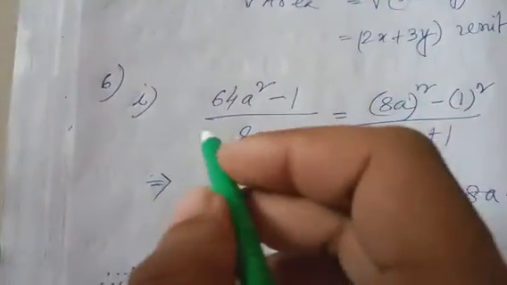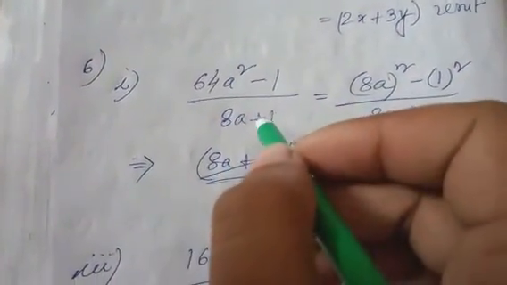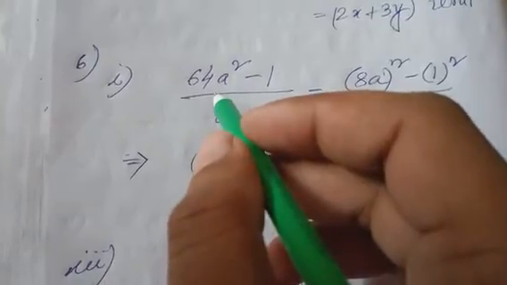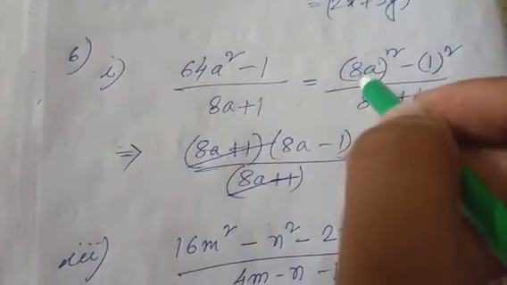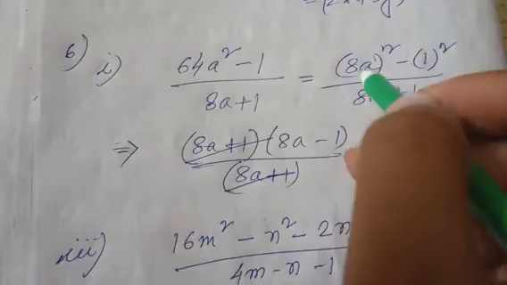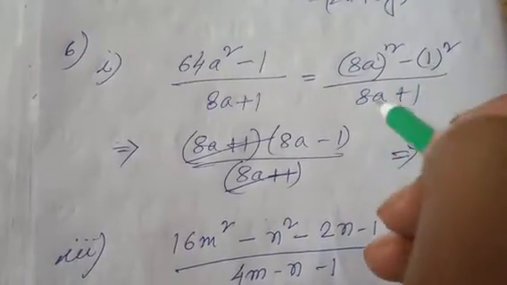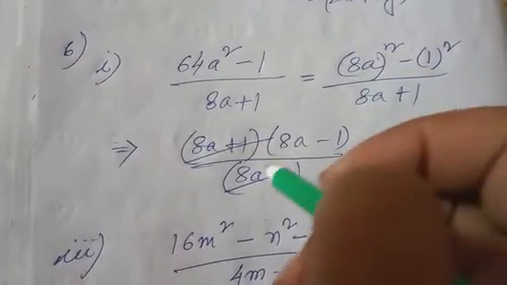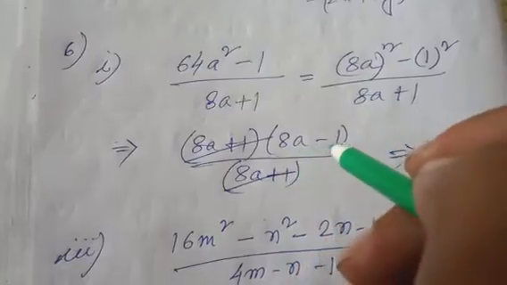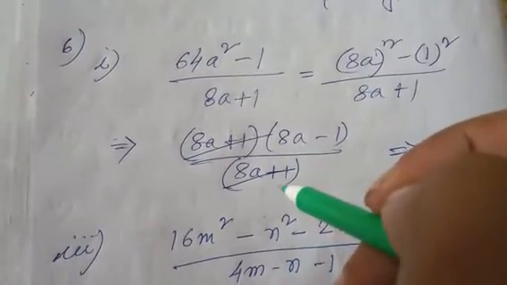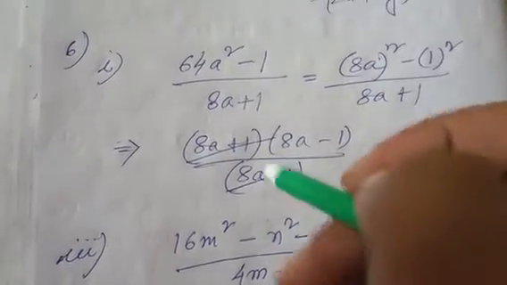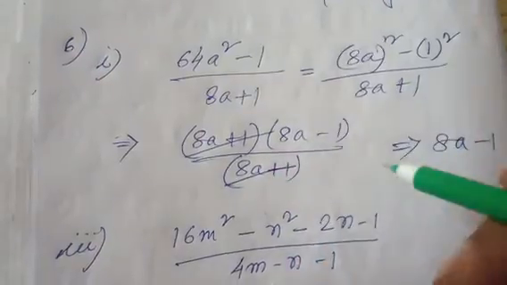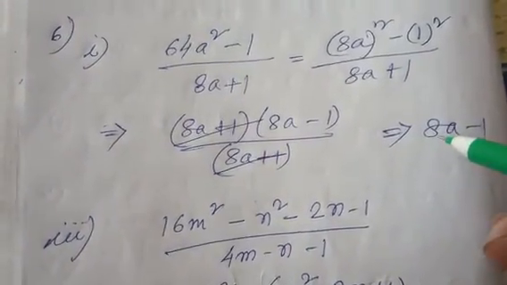Evaluate 6-1. It is a form of a square minus b square. 64a square is written as 8a whole square minus 1 square. So it is a square minus b square form. So a plus b into a minus b, 8a plus 1 into 8a minus 1, and down it was 8a plus 1. So they cut each other, 8a plus 1, and we get the answer 8a minus 1.